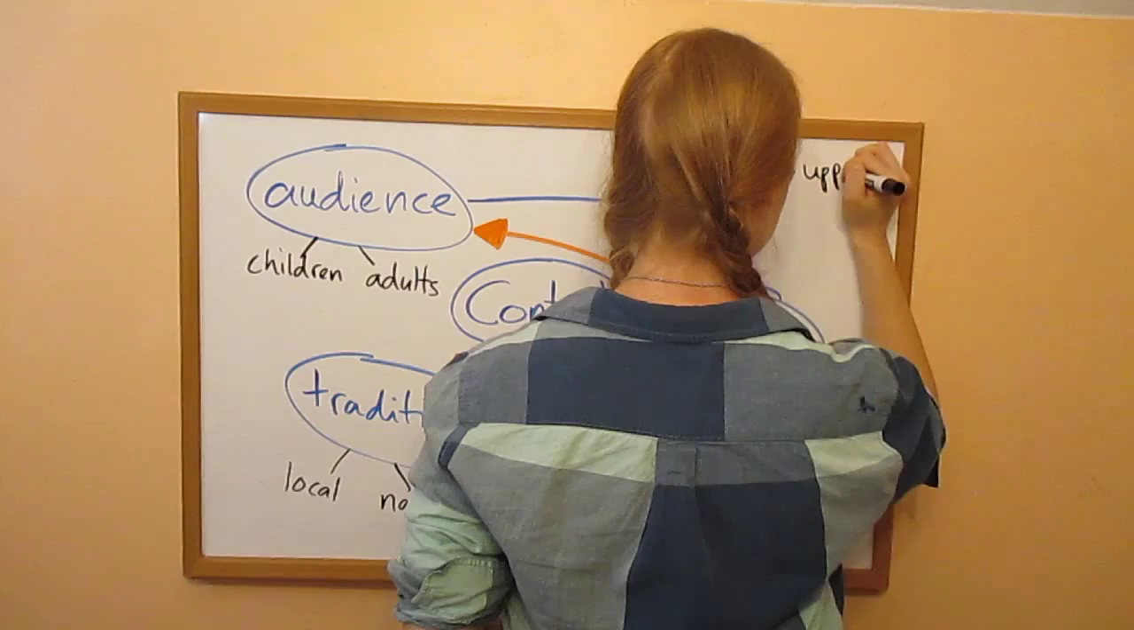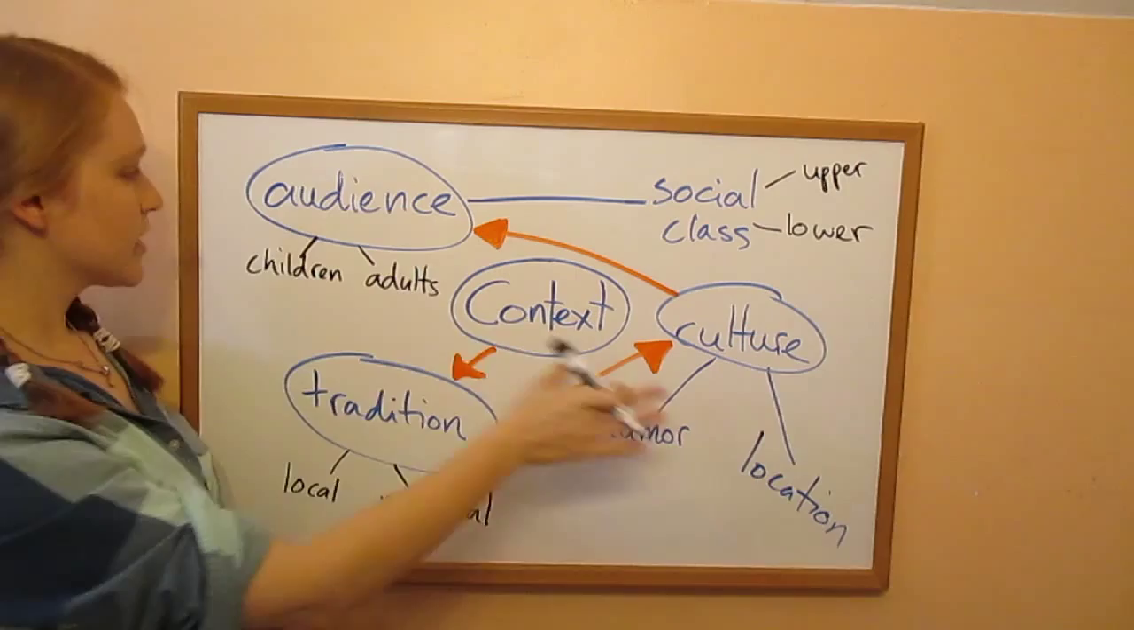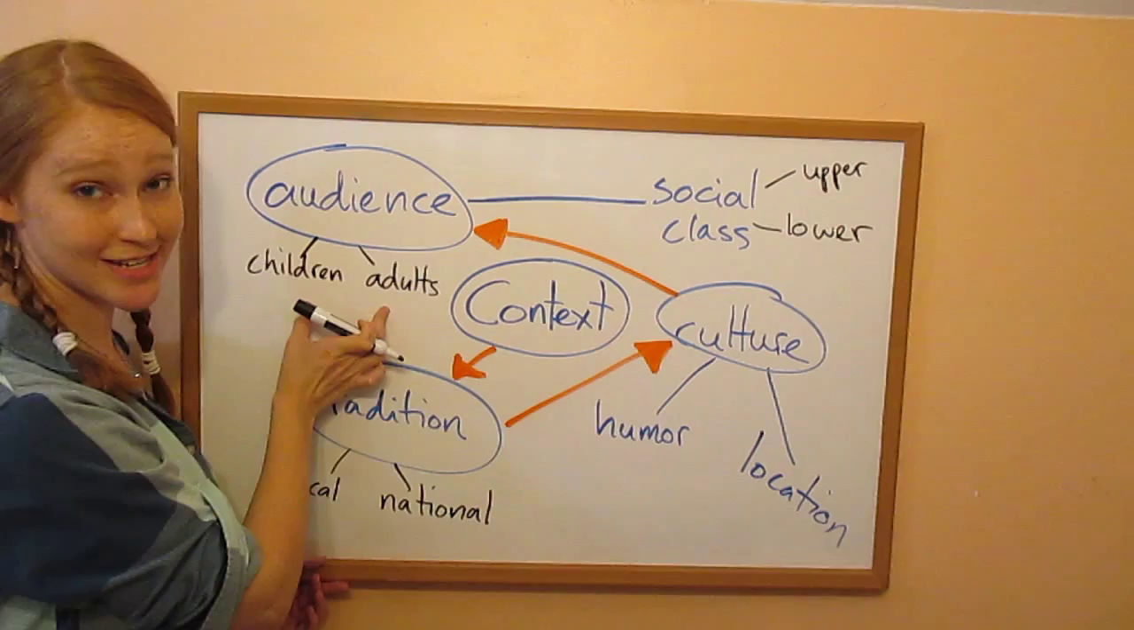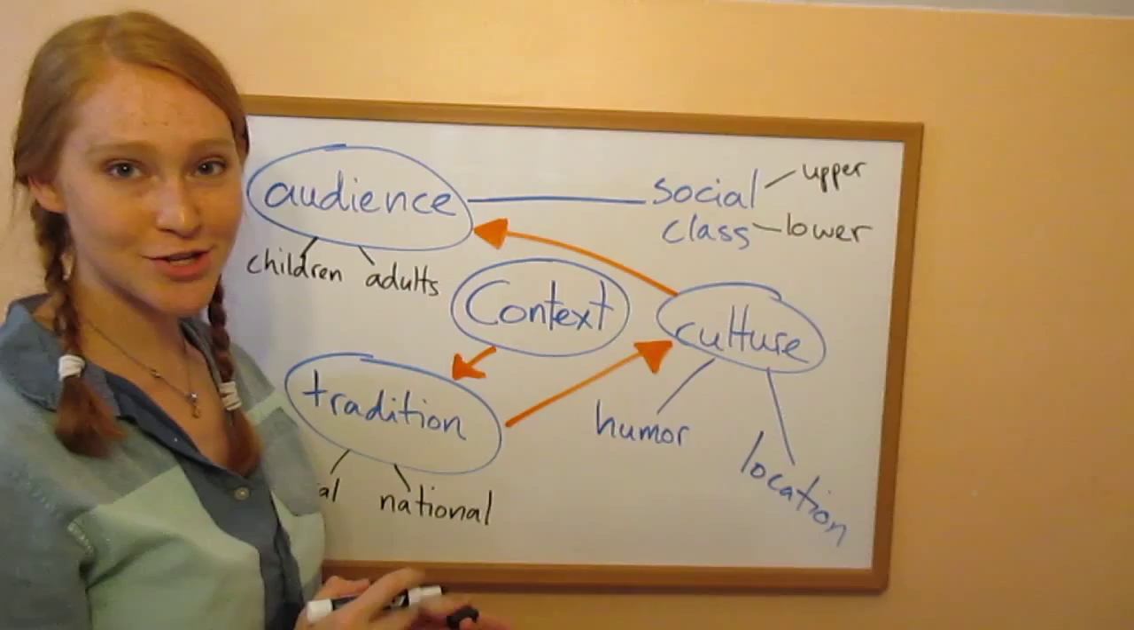Okay, so here I added some subsections to some categories that I already have. So for social class, I broke it down into upper and lower. And for audience, I also wanted to talk about children and adults as separate types of audiences. I also added local and national for tradition. As you can see, these are all really just general things. I just break it down a little bit. Next thing I'm going to do is add in some specific examples for a couple of these so you can get an idea.